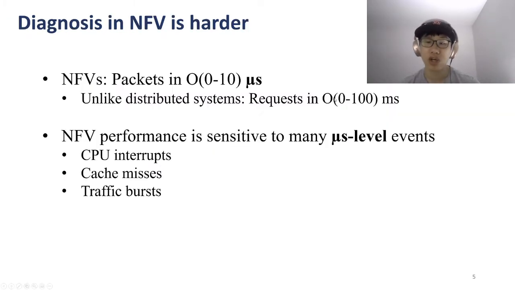Performance diagnosis in NFV systems is a harder task than diagnosis in distributed systems. Traditional distributed systems focus on request latency, which is usually in millisecond level. But in NFV, we focus on packet latencies, which is usually in microsecond level. The requirement is much tighter, so many microsecond level events start to become impactful in NFV systems, such as CPU interrupts, cache misses, or traffic bursts. These microsecond level events make prior solutions ineffective in NFV.